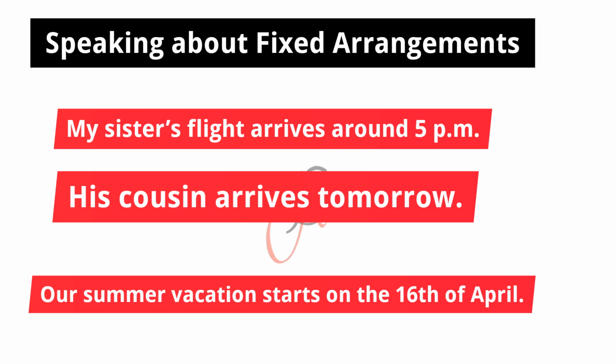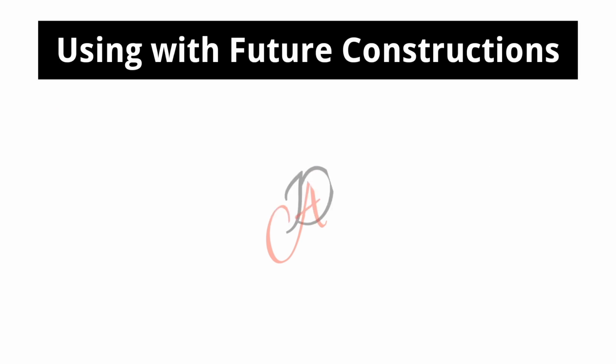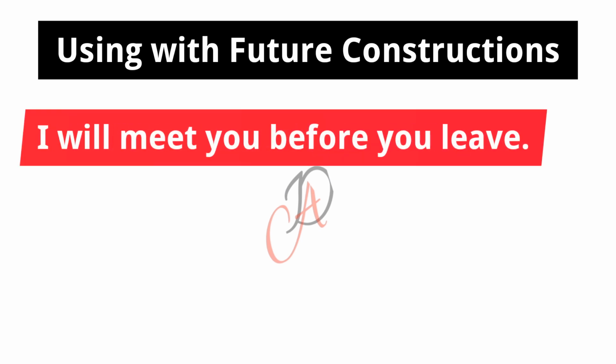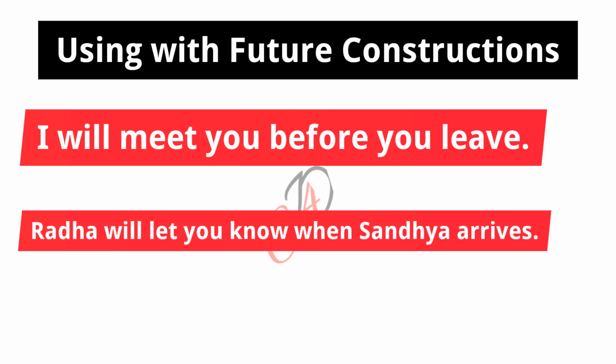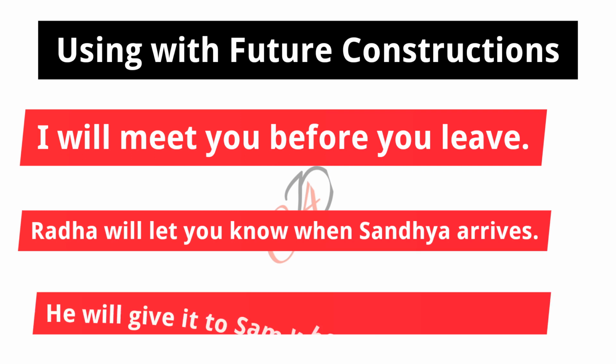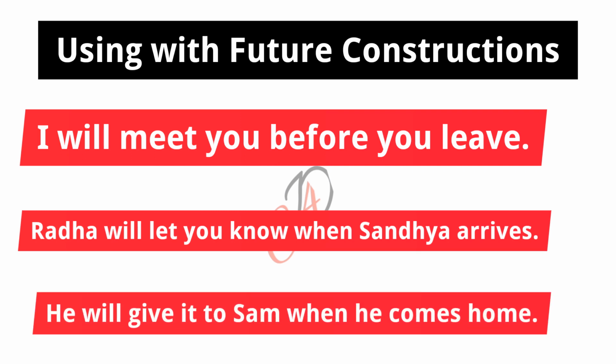So let's see the last one. We use simple present tense when using with future constructions. For example, I'll meet you before you leave. The second example, Radha will let you know when Sandhya arrives. And the third example, he will give it to Sam when he comes home. When we look at all the three examples closely, we notice the verbs leave, arrives, and comes are used in simple present tense because they are used as future constructions here in the given examples.